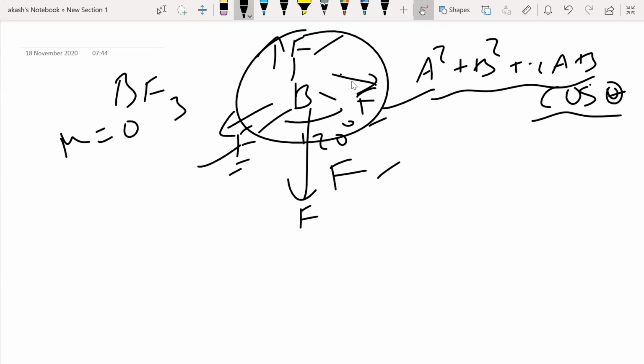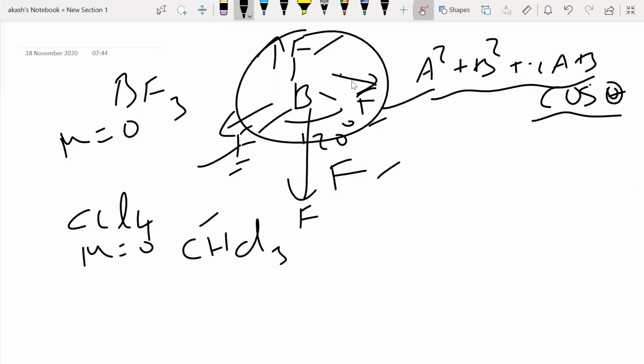Okay, fine. Now another case: say I have CCl4. Again, it's a tetrahedral molecule. Again, it's symmetrical. So again, the mu value of this will be 0. But if I have CHCl3, yes, I will have some considerable dipole moment, no doubt, because one of the atoms is dissimilar. In that case, it is not symmetrical, so mu is not equal to 0. So there will be considerable dipole moments here. Is that cool?